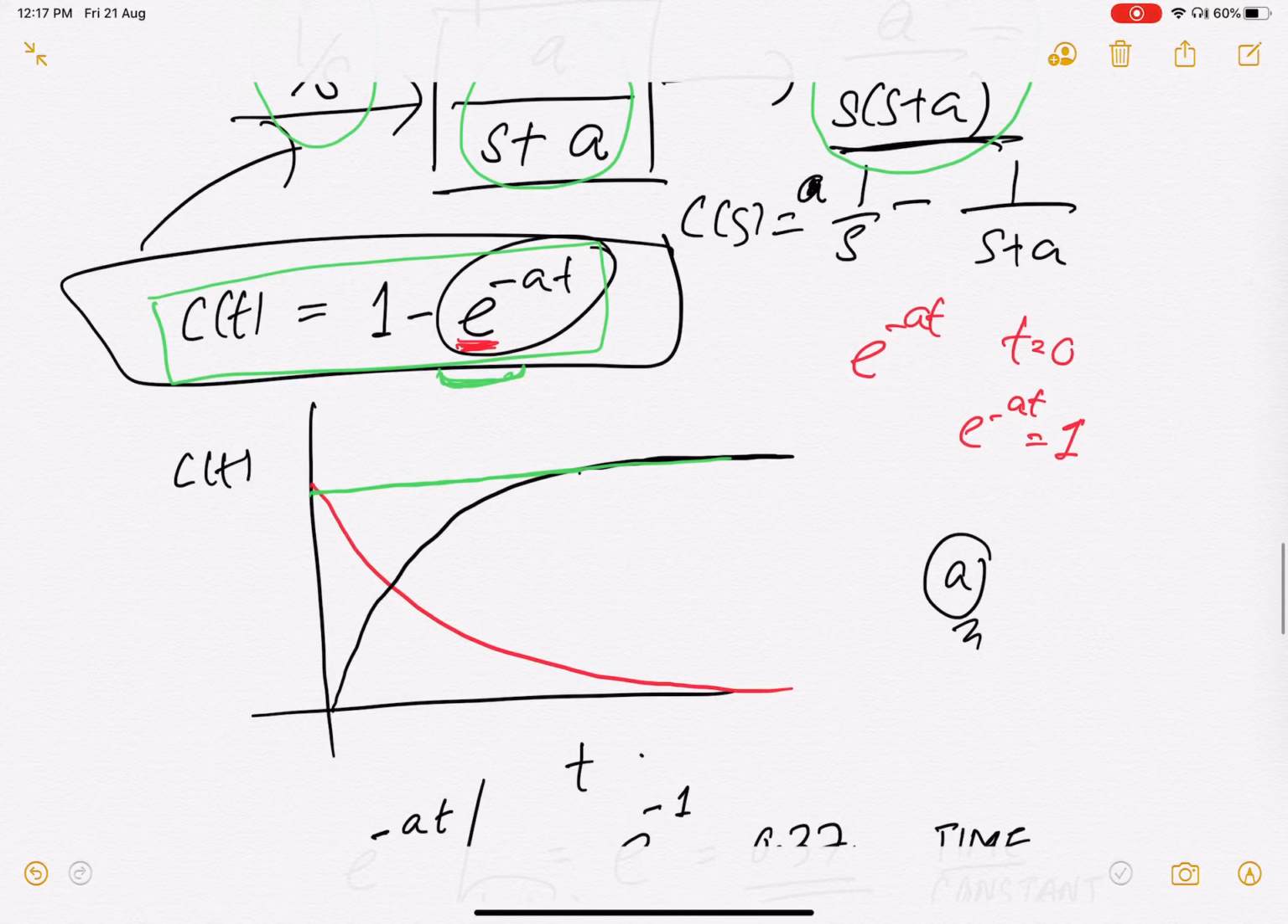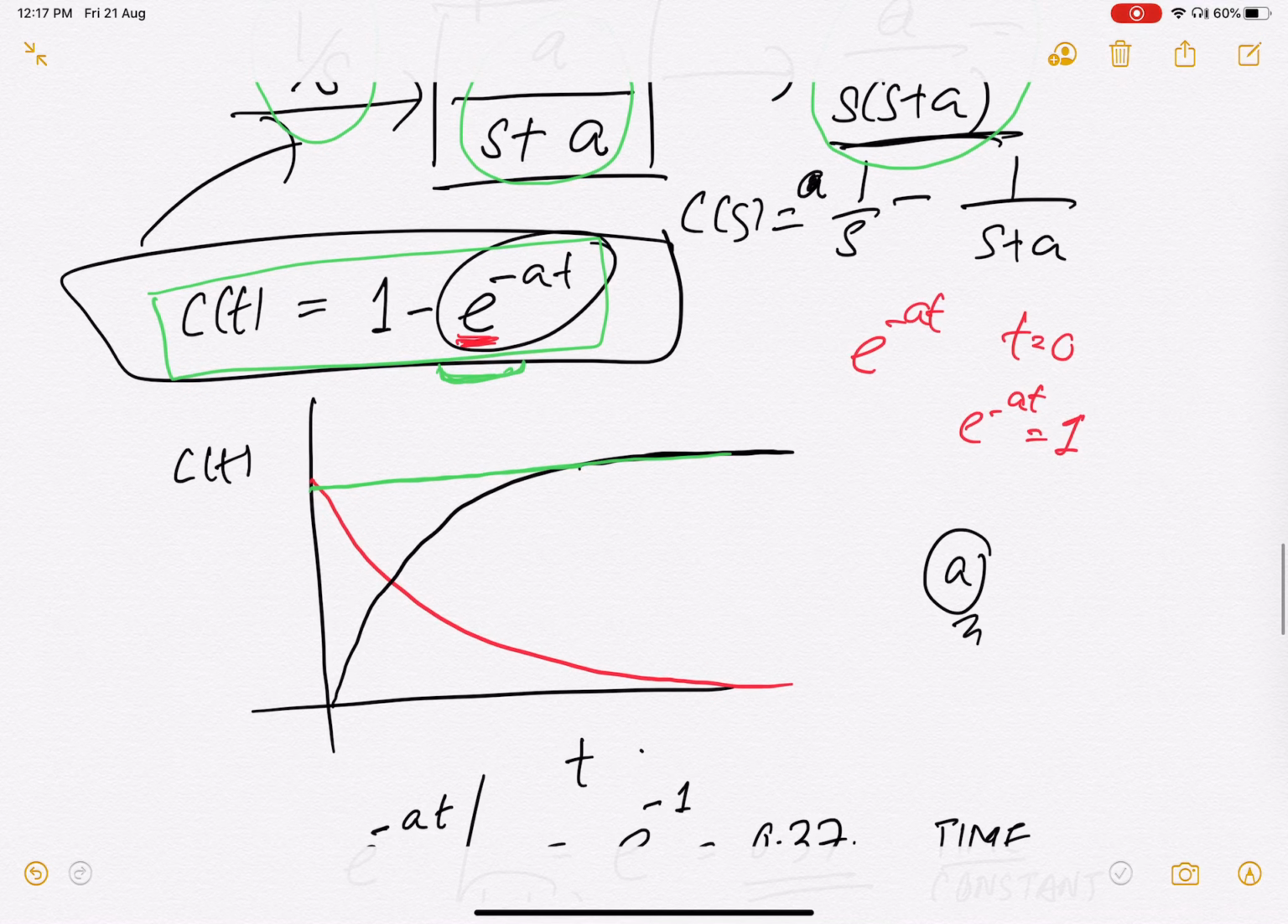And we said that the overall response is equal to the sum of the forced response plus the natural response, which is given in black here. So in this case, we have written e to the power minus at as the natural response. To be more precise, we could write minus e to the power minus at as the natural response. In that case, the sketch would be slightly different. But in any case, we have the overall response as the sum of two responses, 1 and minus e to the power minus at.